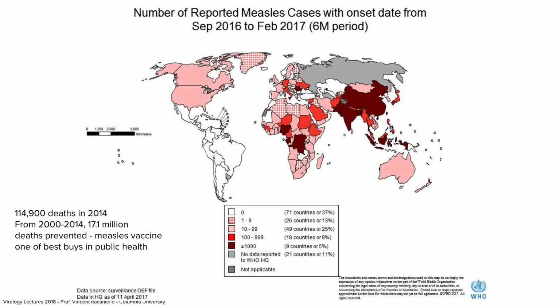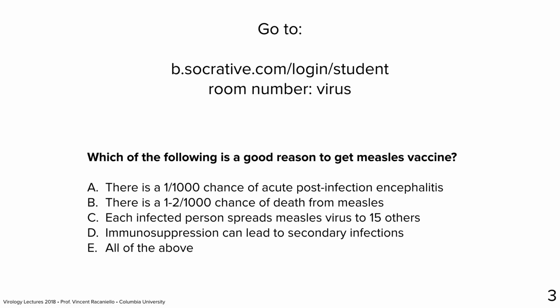This is one of the best buys in public health: from 2000 to 2014, 17 million deaths were prevented by immunization. How can you argue with that? Andrew Wakefield never brings up these numbers, by the way. He always says that the vaccine is evil.